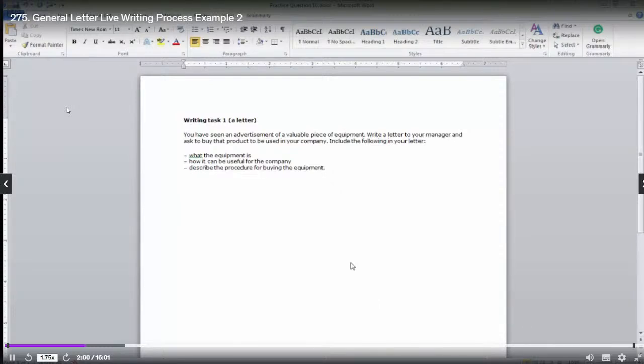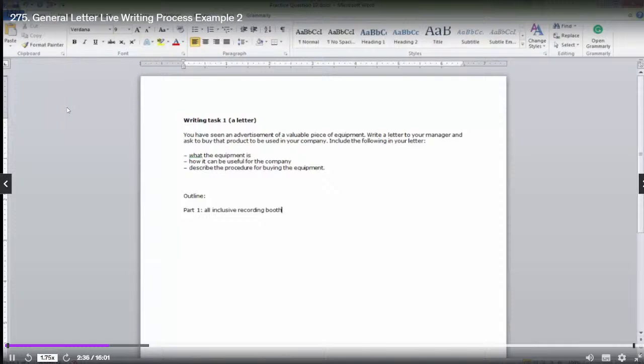So let's go ahead and get started with doing an outline. In my outline, I need to address these three parts: what the equipment is, how it can be useful, and describe the procedure for buying. All right, so we have our outline, part one. We're gonna buy an all-inclusive recording booth. How about that?